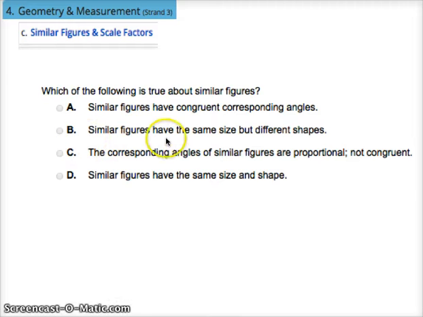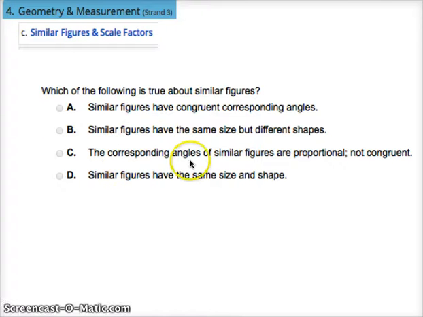Similar figures have the same size but different shapes. Okay, that's really not making any sense at all. They would not be the same size, nor could they be different shapes. Like a triangle is never similar to a rectangle. So no, just rule that out.